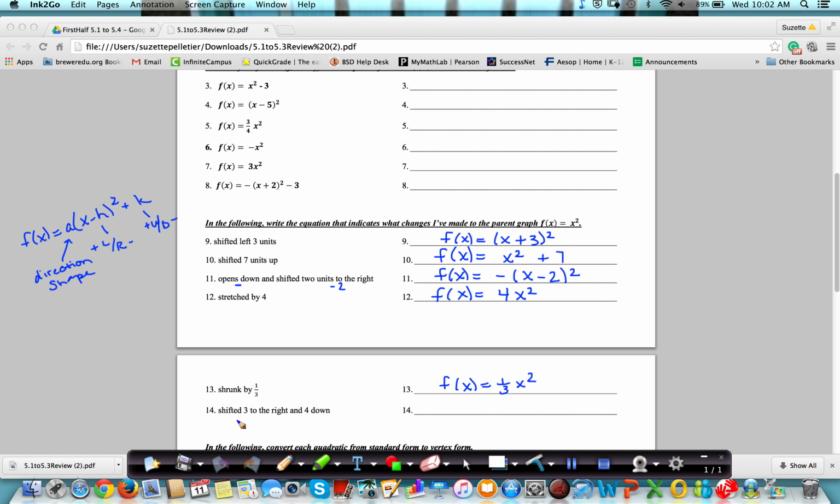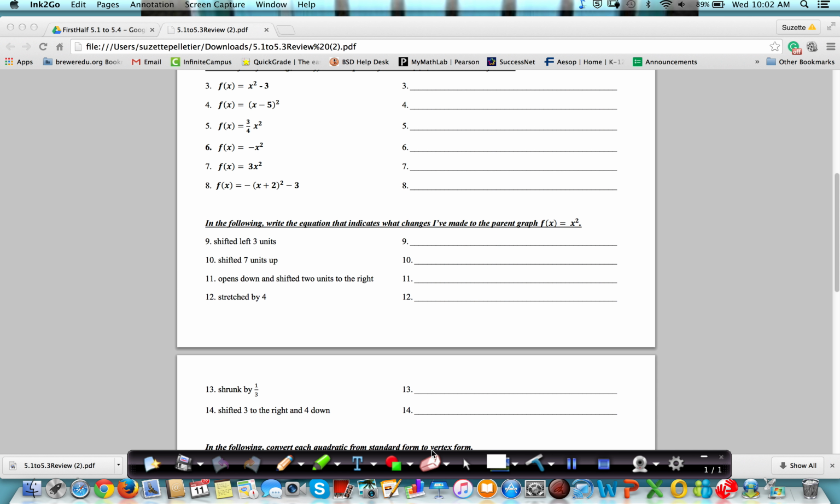And then the last one has a couple things happening. Shifted 3 to the right, so minus 3, and 4 down, so minus 4. And then go ahead and put that right in your function. F of x equals x minus 3 squared minus 4. So we've gone ahead and done 2 different movements this time. Okay? The last part of the quiz that you're going to take involves writing the equations.